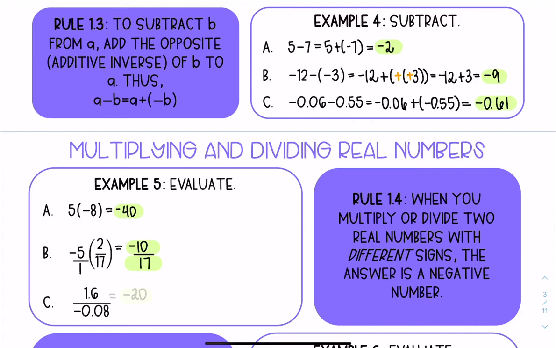And 1.6 divided by negative 0.08. We get those two different numbers, and plugging that into your calculator, you end up getting negative 20.